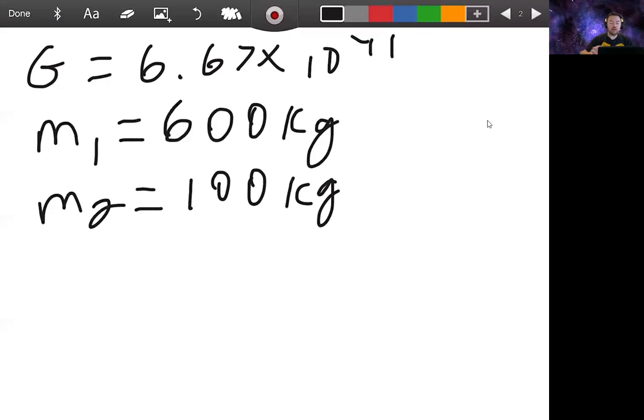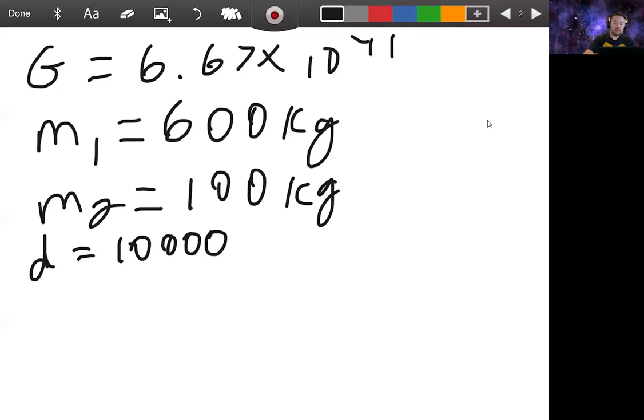And I know that distances are in meters. Let's say they are 10,000 meters away from each other. I said kilometers. They're 10 kilometers away from each other, but they are 10,000 meters from each other. So now I have all these numbers, and I can figure out what the gravitational force between them is.